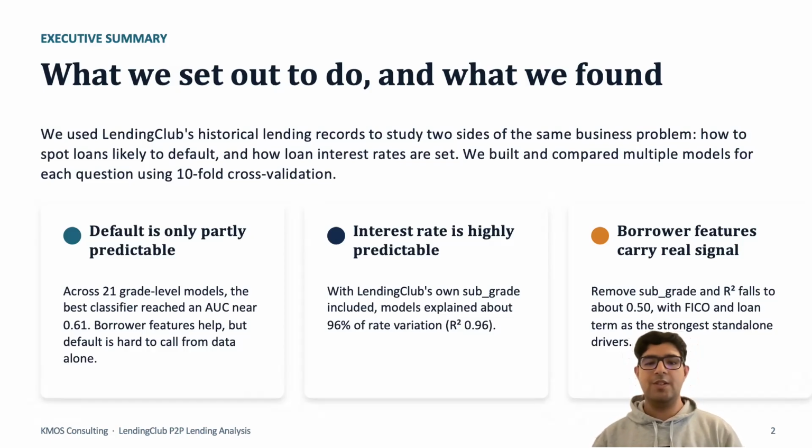And the third finding is the most interesting one. We wanted to know how much the borrower's own profile explains, separate from the Lending Club's internal rating. So we ran every model a second time with the subgrade removed. Accuracy dropped to about 50%, which sounds like a big fall. But think about what that means. Without the platform's own ratings, just the borrower and loan features still explain half of the price. And the two strongest drivers were the borrower's FICO score and the loan term. So the borrower's profile carries real independent signal about what will be charged. We'll return to all three of these later, but that is the story overall.